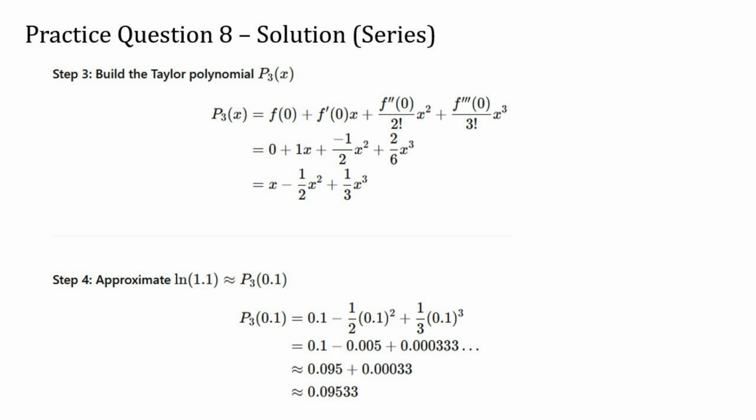We get approximately 0.09533 as our final answer. So the best approximation from the choices given is 0.095, which corresponds to option A.